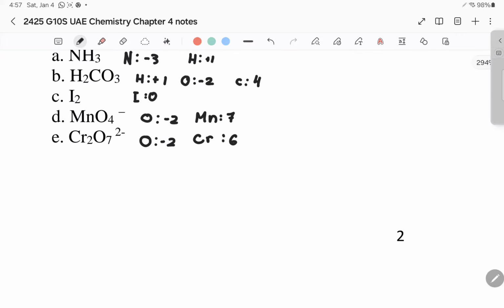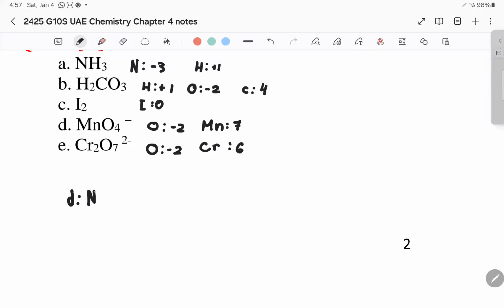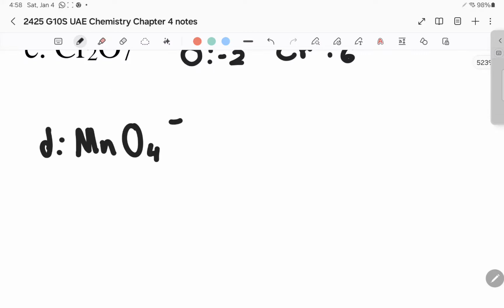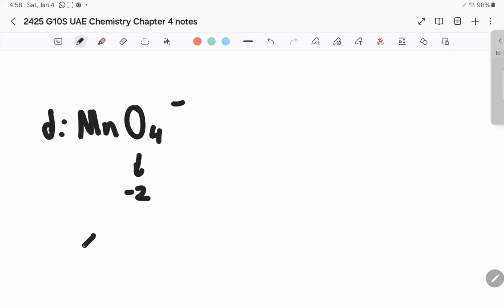Now for part D, you have MnO4 minus. Here we have to do something a little different because there's a minus. So we know O is negative 2. And Mn, we don't know it, so x.